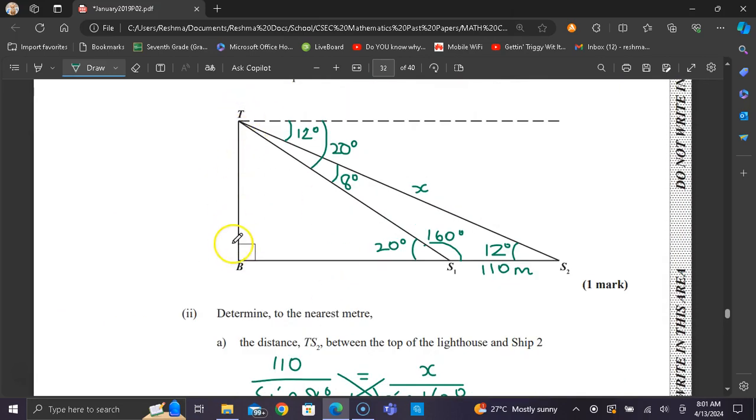So TB, the height of the lighthouse, so let's label this distance y. So now that I have the hypotenuse of my right angle triangle, which is TS2, remember x we found was 270 meters, I can use the big triangle TBS2 in order to find the height of the lighthouse TB, which is the unknown side y. Because this angle is 12, the hypotenuse is 270, so therefore y would be the opposite. Alright, and x is our hypotenuse, so therefore we need to use sine.